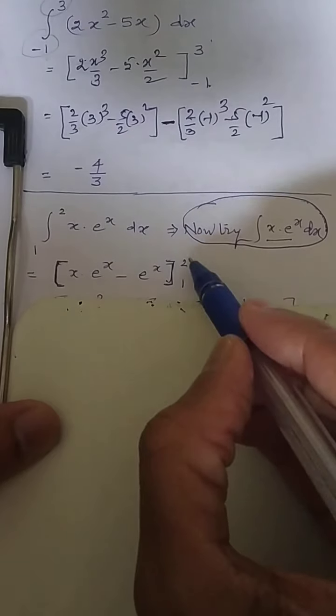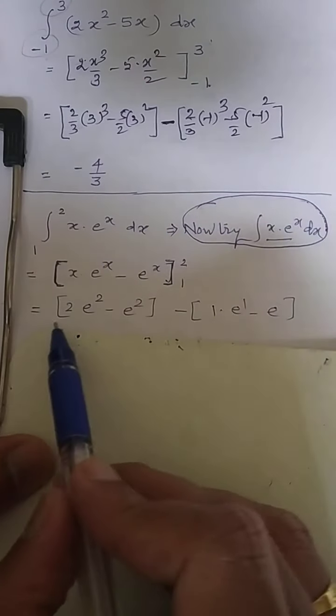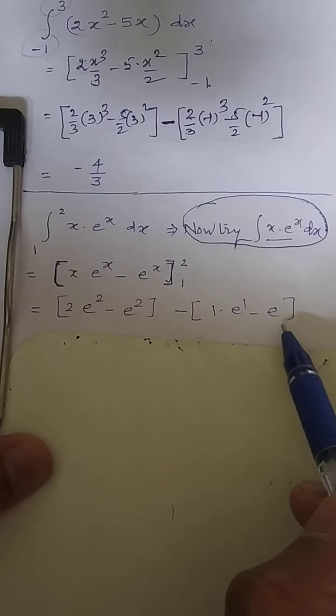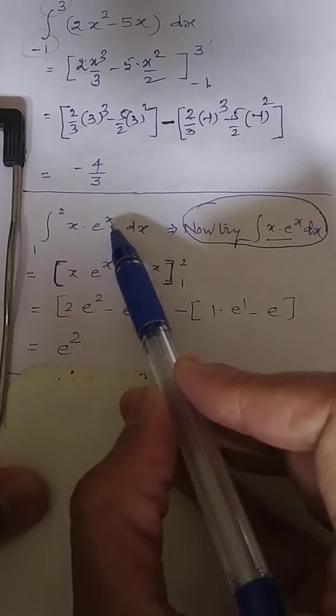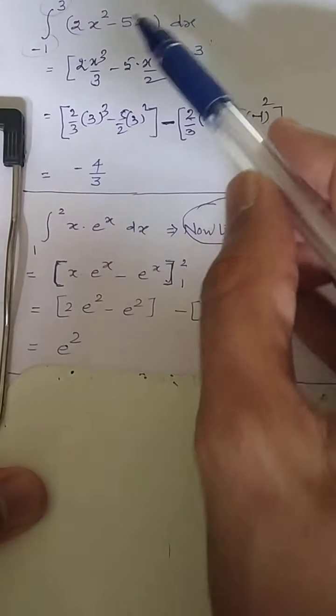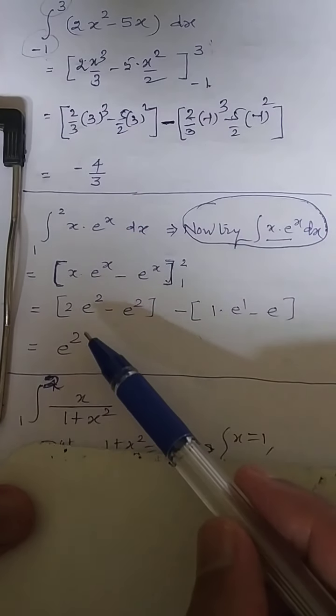What is to be done? 2 is the upper limit, 1 is the lower limit. Now you replace 2 in the first bracket, replace 1 in the second, simplify, and you will get e square. So this integrand can be anything. In the first question it was a simply integrable function. Now it is the product rule. It can be all types. So I am just taking one concept.